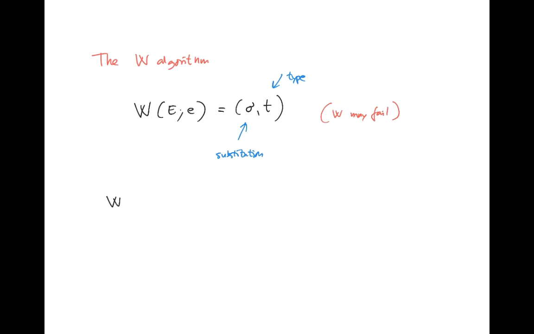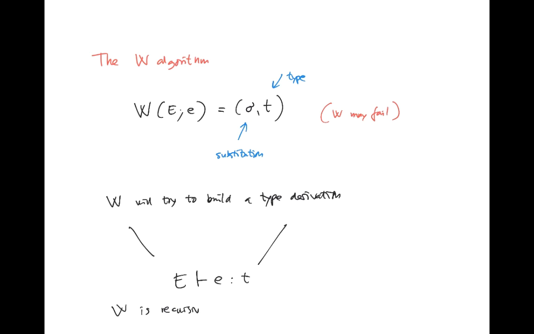The W algorithm will try to build a type derivation for E and small e, and then try to find this T. So it's going to build a type derivation, so W is recursive. And the algorithm has a case for every type rule in our type system. I'm going to present them now. And along the way, we present the corresponding type rules.